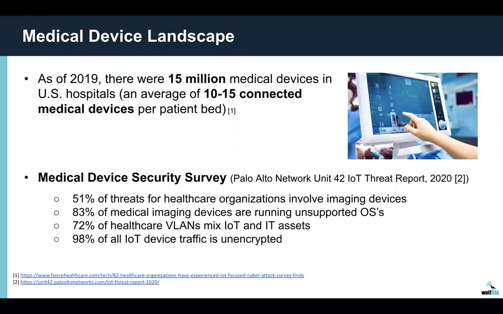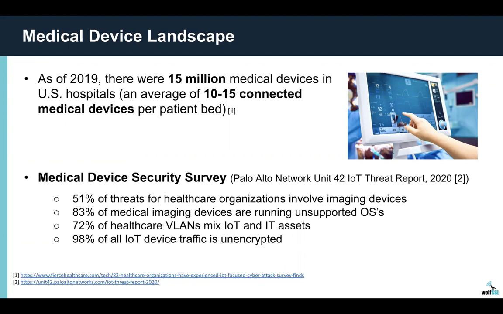So if we move to talking about medical devices, a couple stats we gathered here. As of 2019, there were 15 million medical devices in US hospitals, which works out to an average of 10 to 15 connected devices per patient bed. So that's obviously a lot of devices, and that's just going to keep growing, more of those being connected, and smart elements of those being integrated into the device.